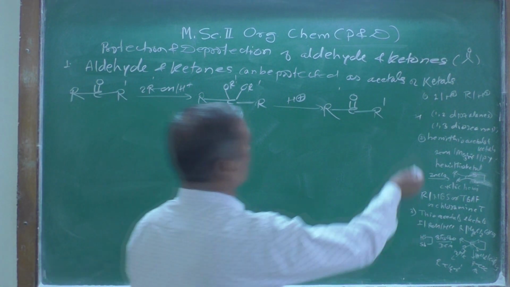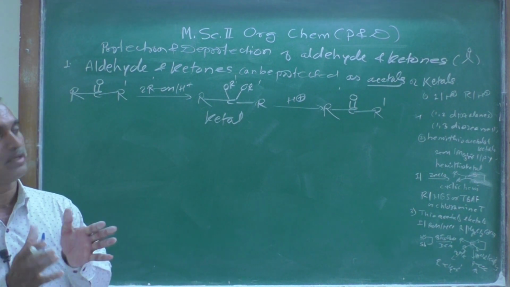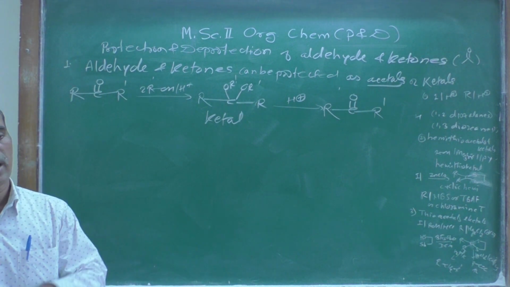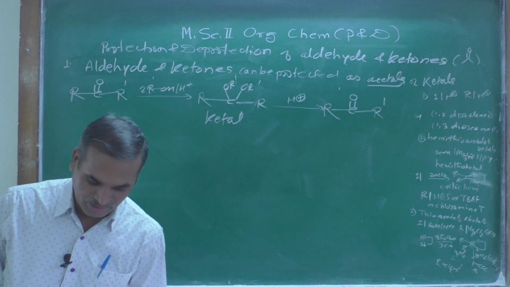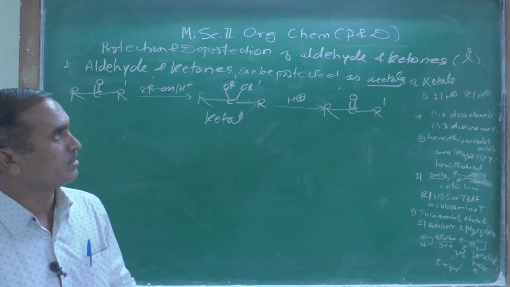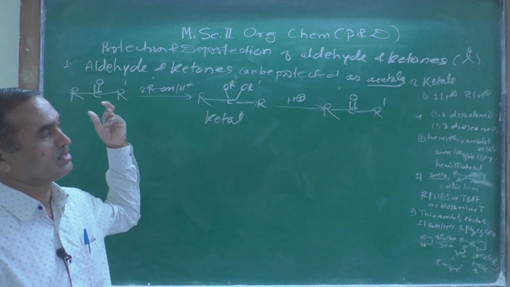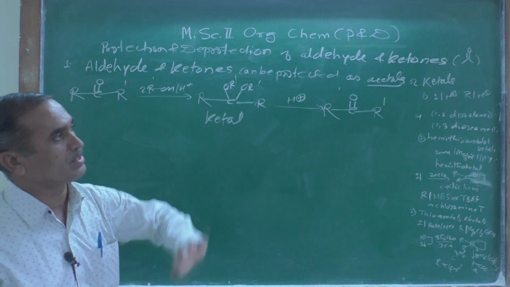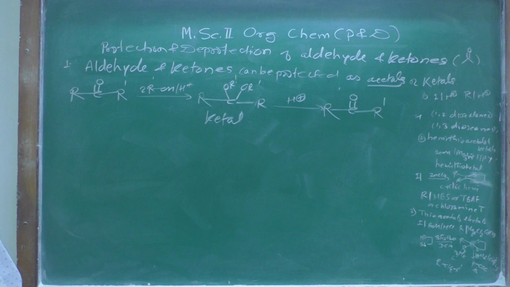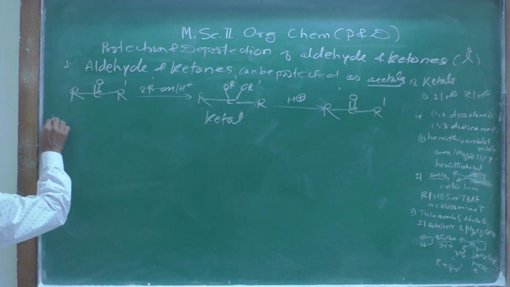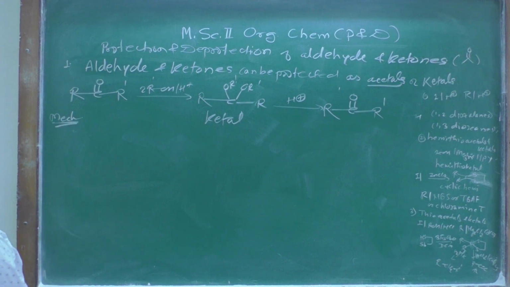Remember, acetal means what? Protection of aldehyde group. Whatever resulting compound, that resulting compound is known as acetal formation. If the protection of the ketone can be carried out by using this type of reagent, then we can call it a ketal formation. Now let us look at the mechanism, how it takes place. Mechanism of that ketal formation.